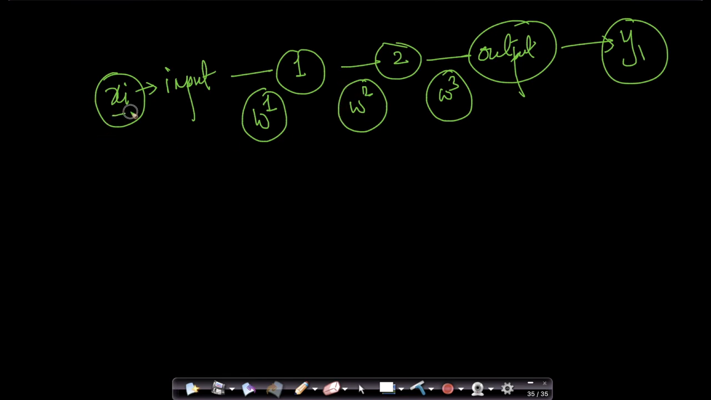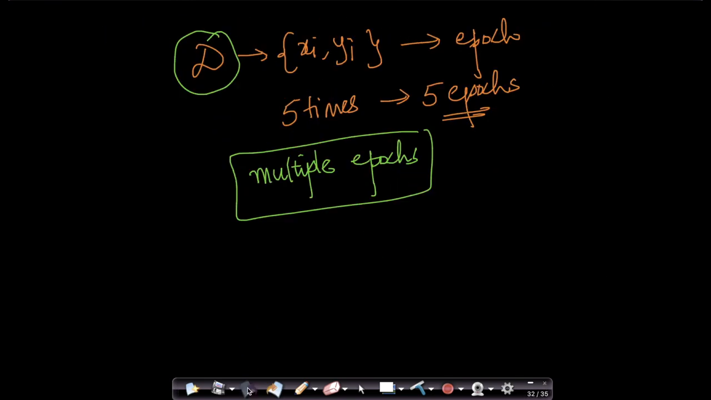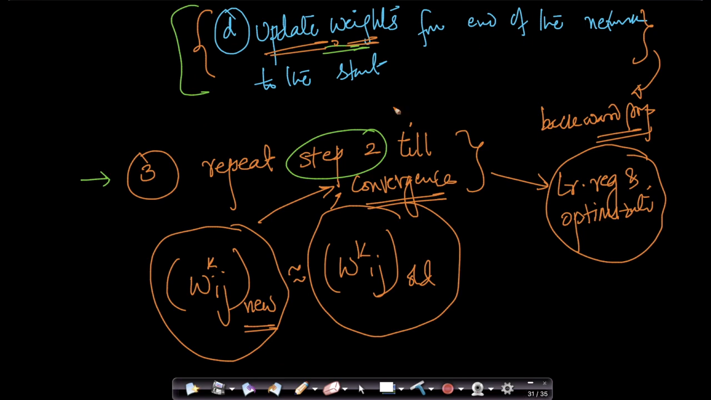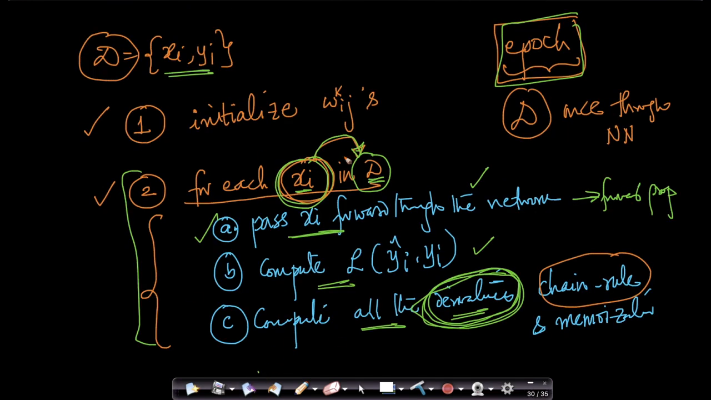So one idea people had was, instead of sending one point through the network in each iteration, look at it. What are we doing here? If you look at this code, we are sending one point through the network forward, computing the loss, computing the derivatives, and updating the weights. This takes more time, right? If you send one point after another point.